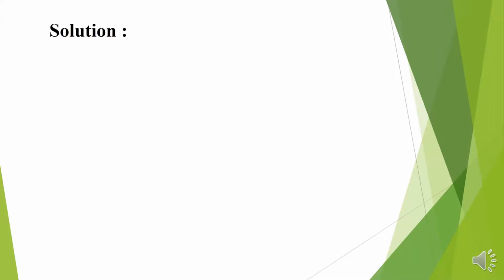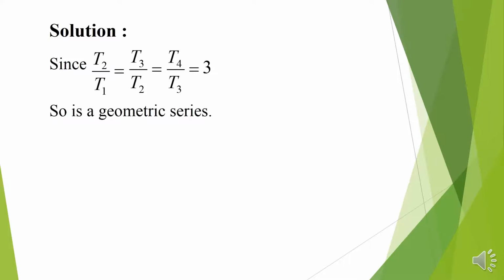So from the answers of the three sets that we have gotten, we can conclude that T2 over T1 is equal to T3 over T2 and T4 over T3, which is equal to 3. This means that this is a geometry series.